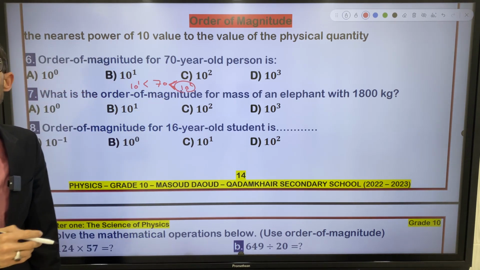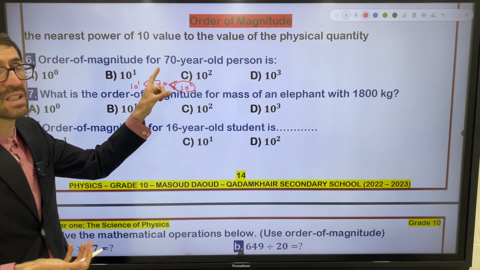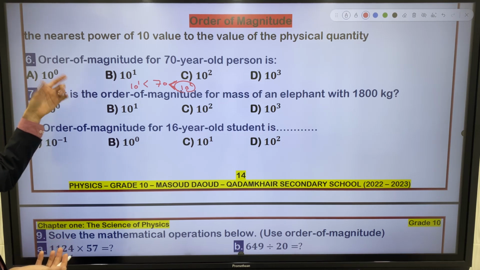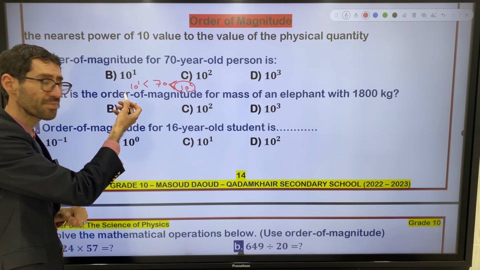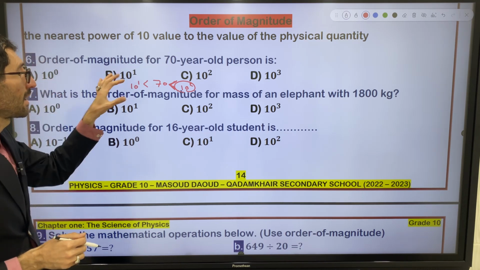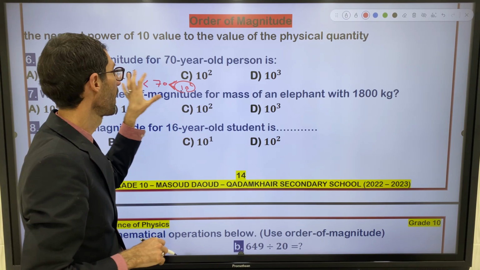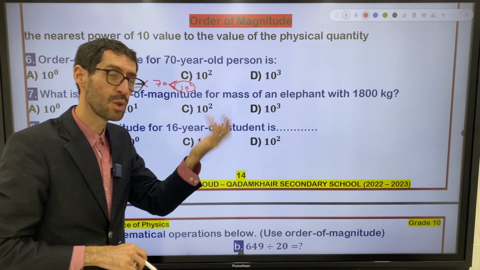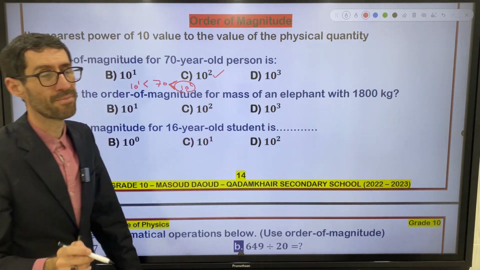10 to the power 2 is the order of magnitude of the number 70. 10 to the power 0 can't be, because it's very far from 70. 10 to the power 1, I examined it for you, but we don't count it actually. We don't use it.